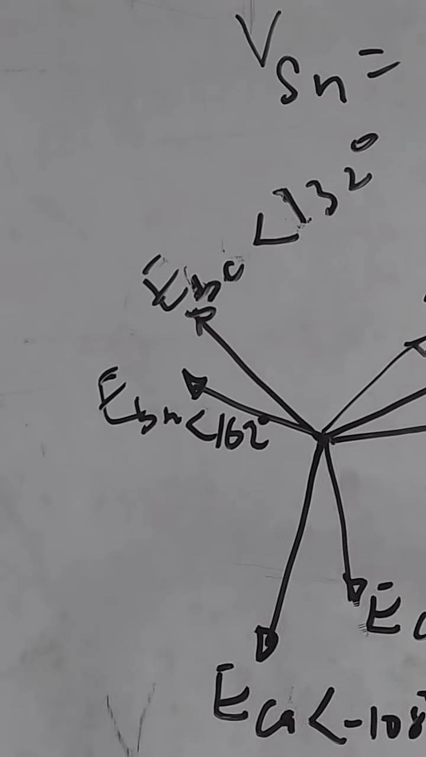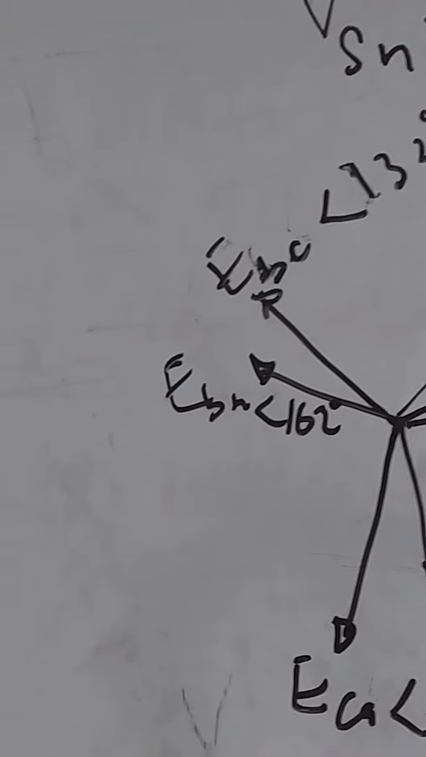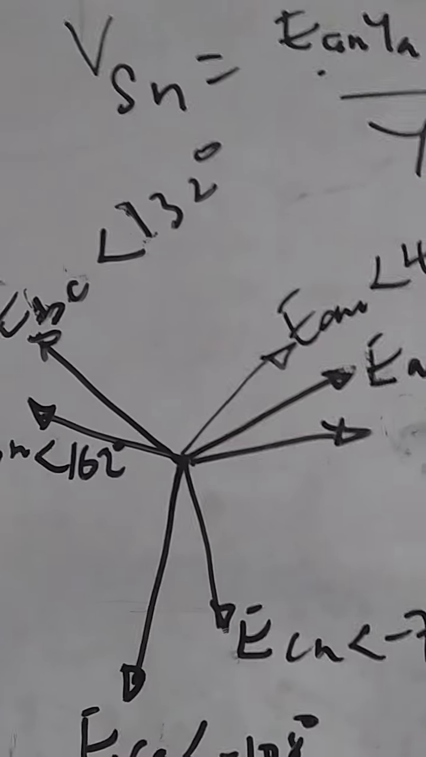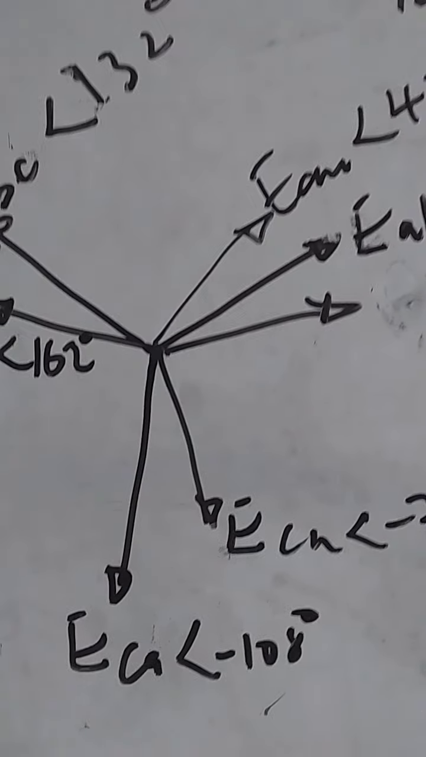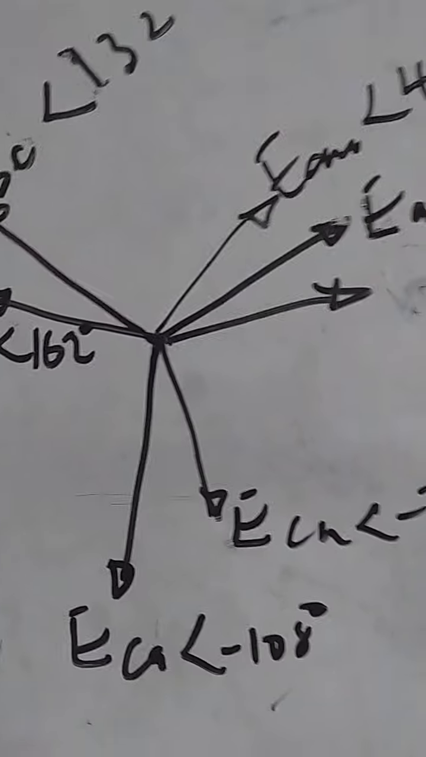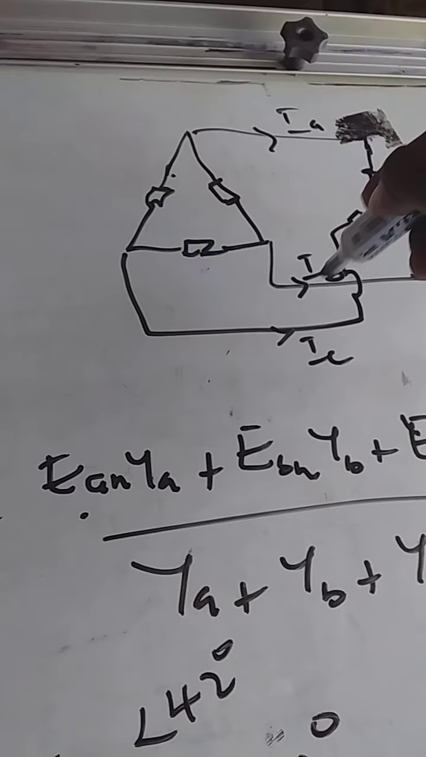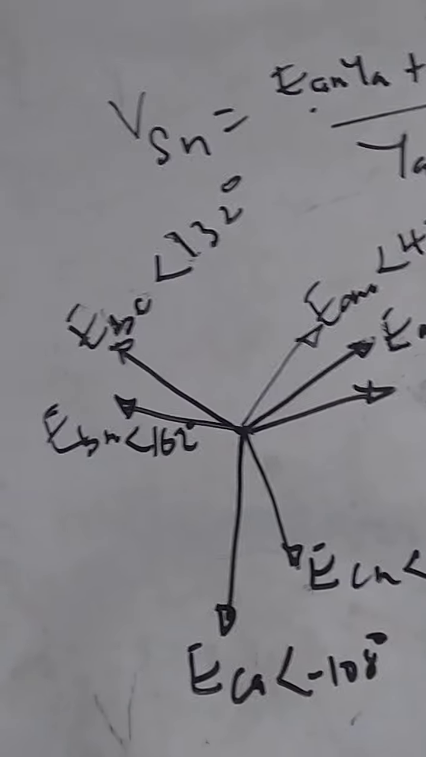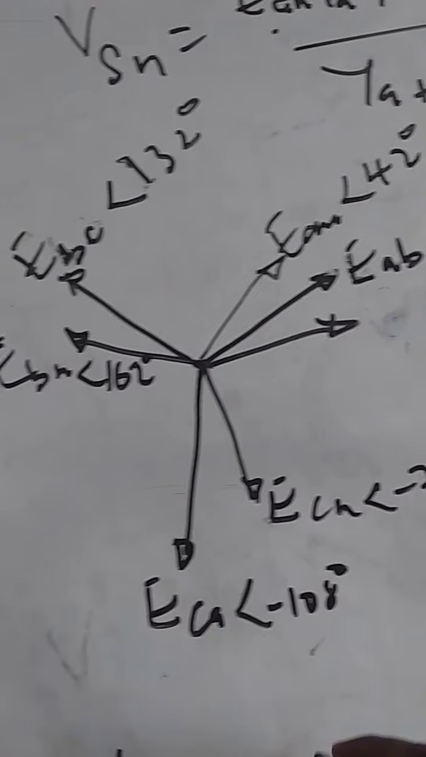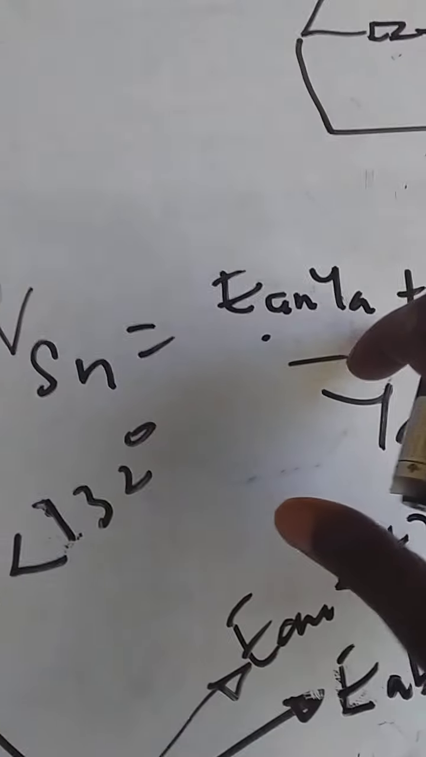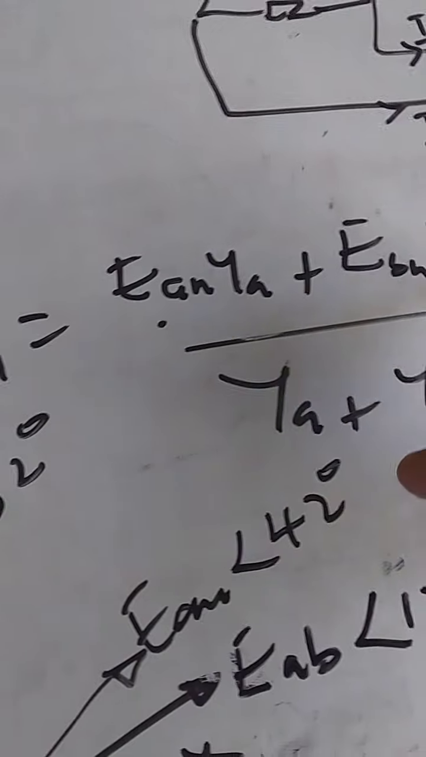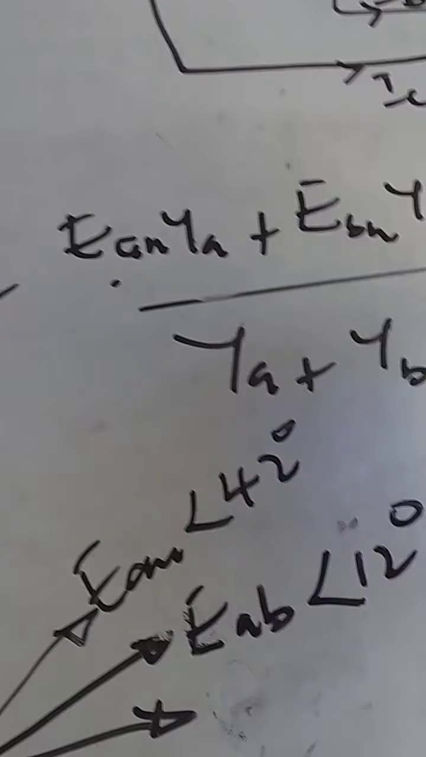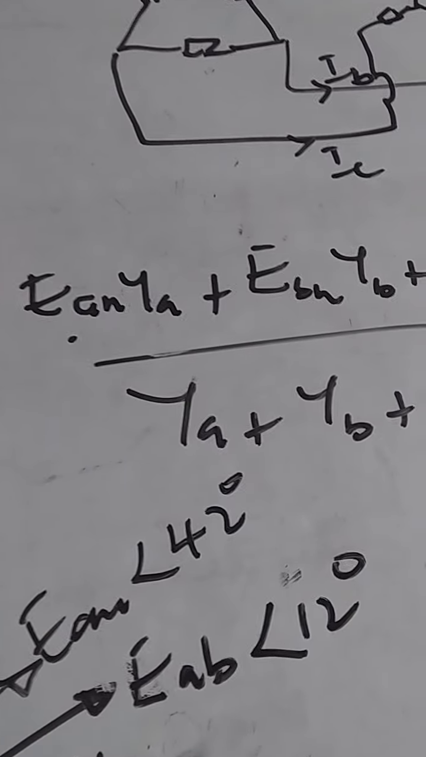The next thing, because we are asked to use Millman's theorem to solve the problem, that is, use Millman's theorem and calculate the line currents. We want to calculate the line currents IA, IB, and IC. So the very first thing you have to calculate is your VSN, which is as written up there. VSN is EAN YA plus EBN YB plus ECN YC over the sum of all the admittances.